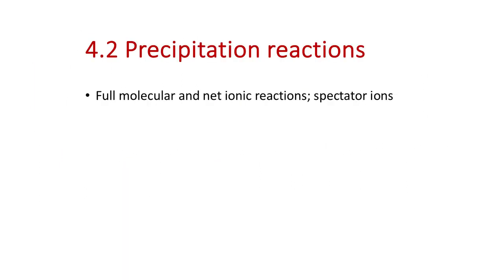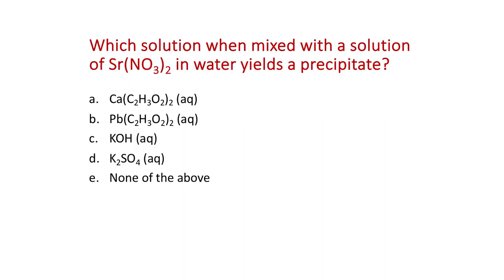Okay, so the next slide, this is kind of where I think I was intending to write this. So this is just where we can think about the full molecular into the net ionics from that full ionic reactions identifying the spectator ions. So let's think of which solution, when mixed with strontium nitrate, yields a precipitate. So we're looking for strontium 2+ and nitrate, NO3−.